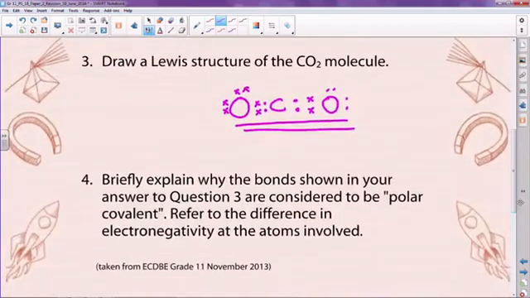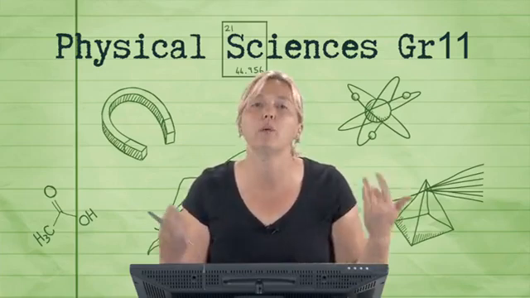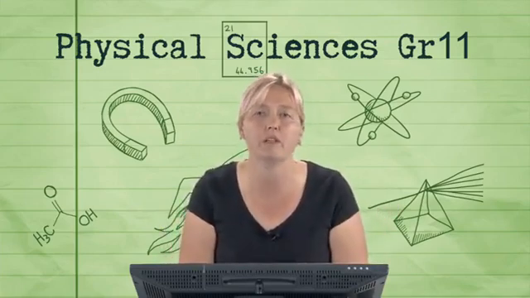So now you have to briefly explain why the bonds shown in your answer to question 3 are considered to be polar covalent. And I want you to refer to the difference in electronegativity of the atoms involved. Okay, so that one's going to require some thinking. So what we're going to do is we're going to go off to an ad break, give you some chance to think about it. You're going to get a head start to think about this. When we come back from the ad break, we'll answer this question and then we'll compare our answers. I'll see you just now.